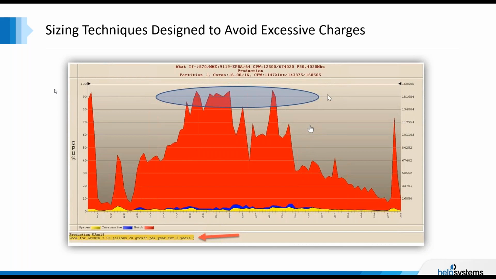But if you'll notice down at the bottom, we actually give you some information that management likes to see: how much room do I have to grow? It's only 5%. And of course, we do some math for you to say that's about 2% growth per year for 3 years. So it's not a lot of room. Now, if you never grow anywhere, the phone's not ringing, in other words, throughput and turnaround time and response time is okay, then this is fine.